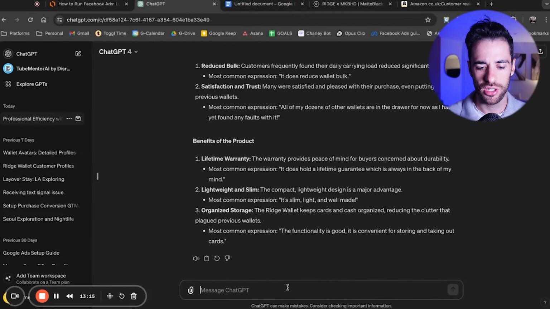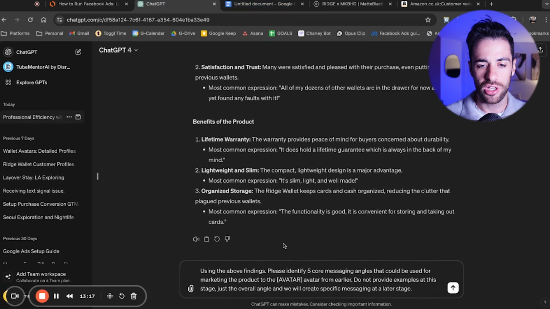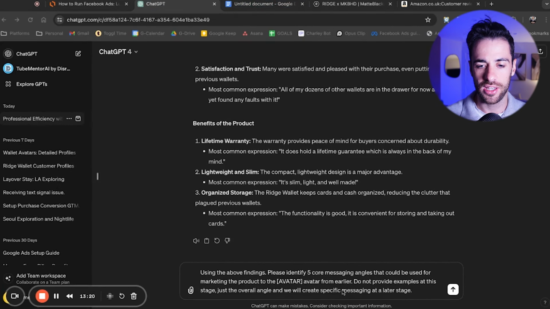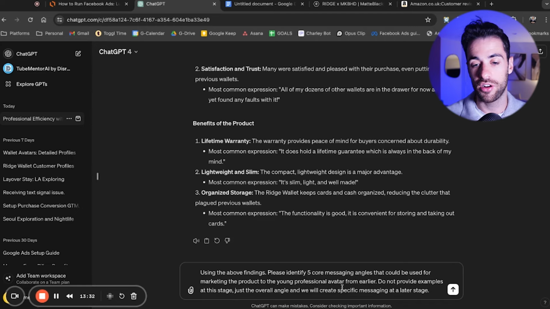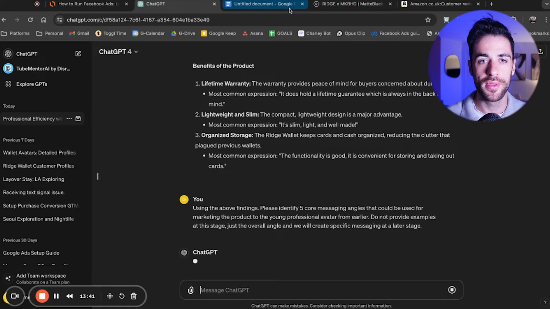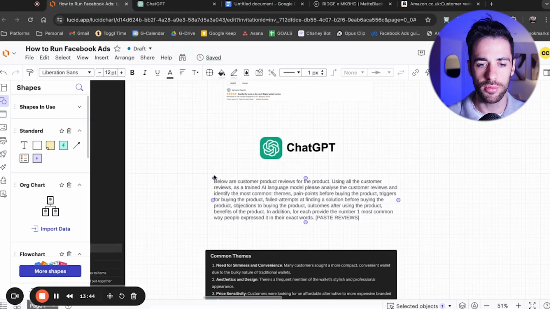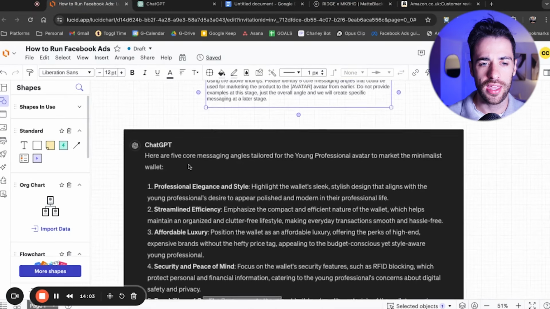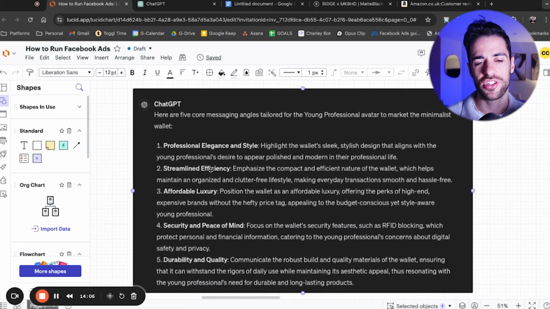I think that's finished. Okay. So using the above findings, please identify 5 core messaging angles that could be used for marketing the product to the, and we're going to put young professional avatar from earlier. Okay, whatever avatar you've chosen, put into that place. Do not provide examples at this stage, just the overall angle, and create specific messaging at a later stage. Okay, so what that has given me, I keep going to the wrong place. Okay, what that has given me is this detail here. It's giving me the messaging angles.